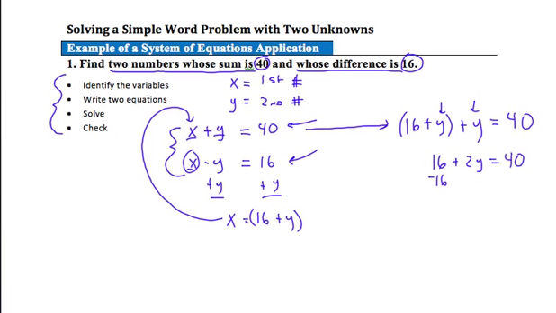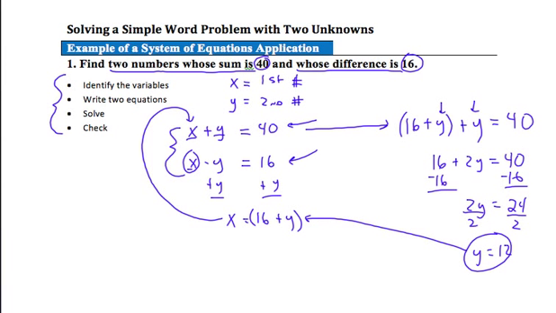Subtract 16. 2y then equals 24. Divide by 2, and we see that y is 12. I've gotten one of my variables. Now let's find my other variable. I'm going to put that right back into the place where I isolated x. So x equals 16 plus 12, and we'll see then that x is 28.